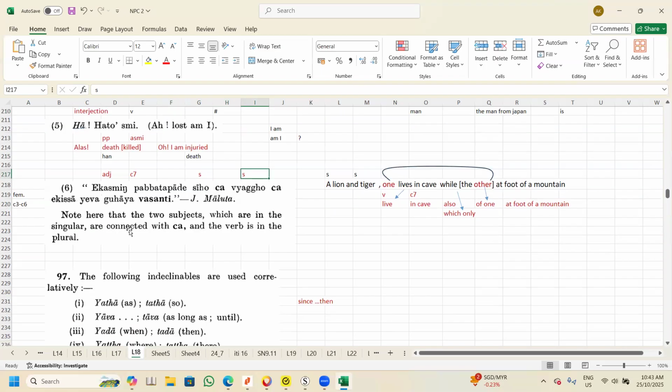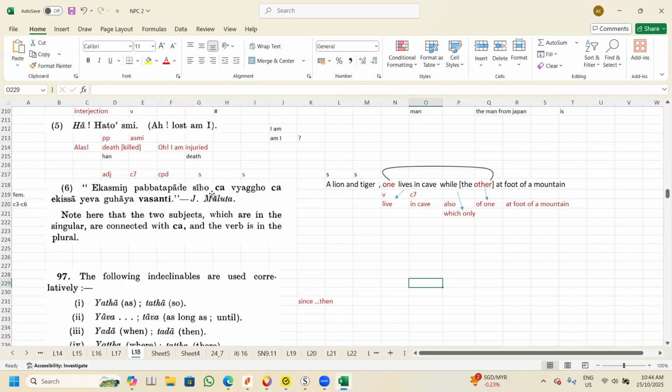Okay, let me move to the next slide. Ekasmin papata padea. This is a compound: papata plus padea. This is a compound.